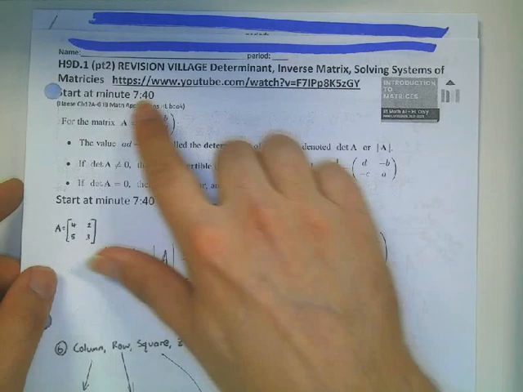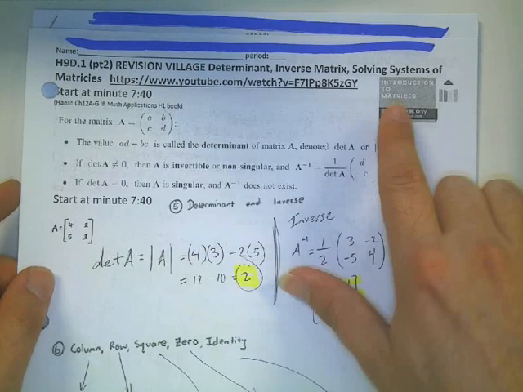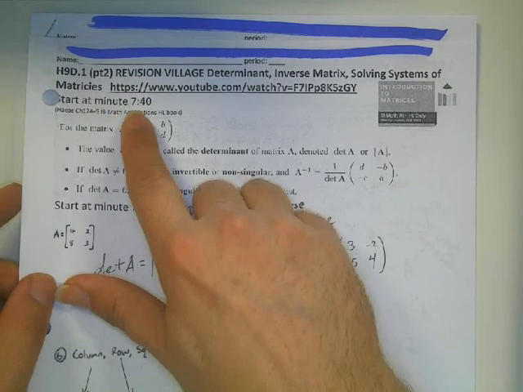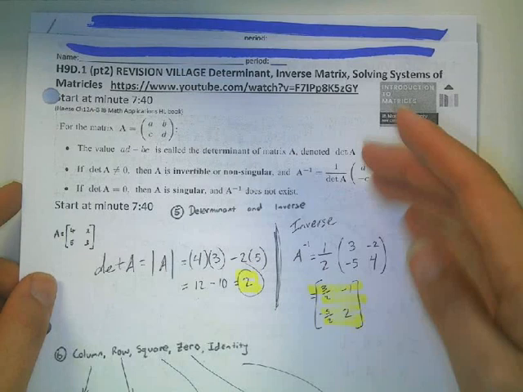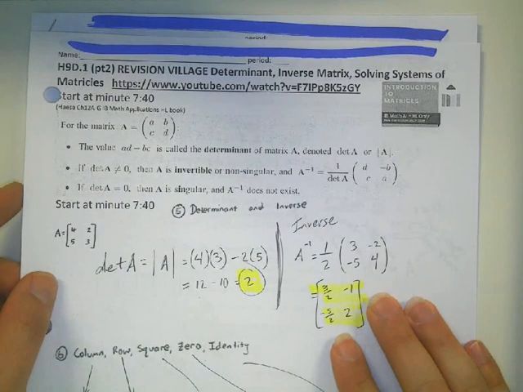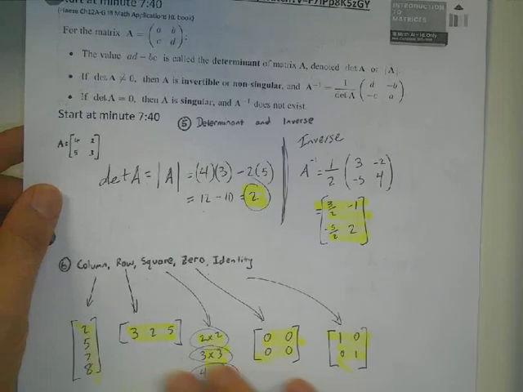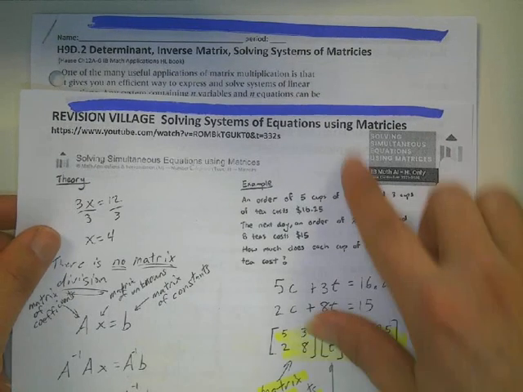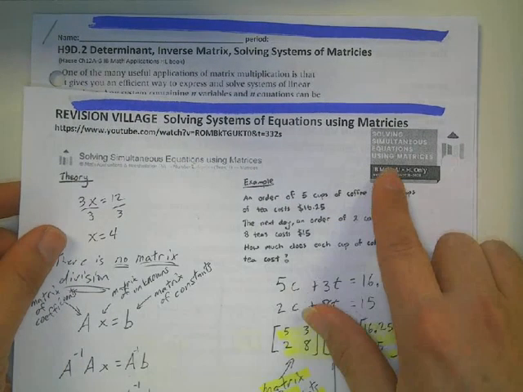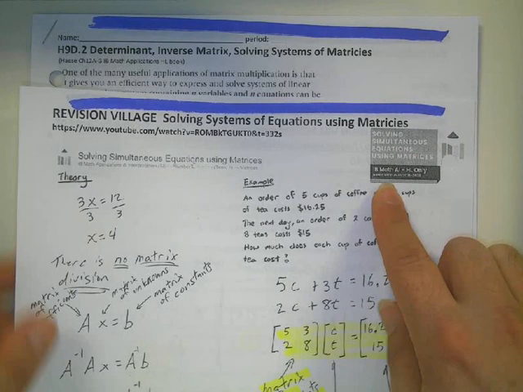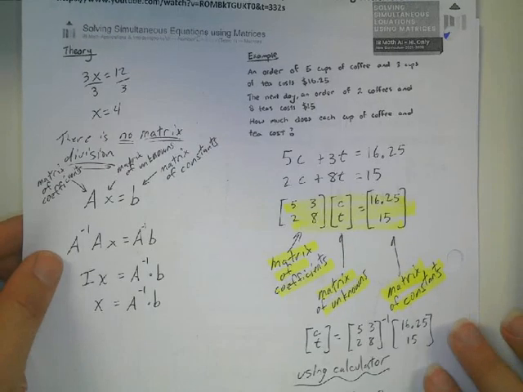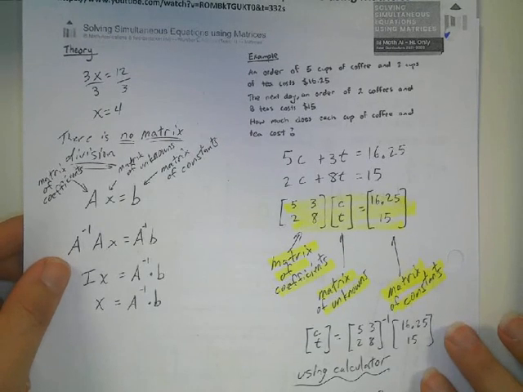This first link here, if you go to Revision Village Introduction to Matrices, start at minute 740, he shows you how to calculate the determinant and a few other things. The identity matrix is something that we keep coming back to. And then on this other Revision Village link, solving simultaneous equations using matrices, this is a very important lesson which we're going to be applying in a few minutes.